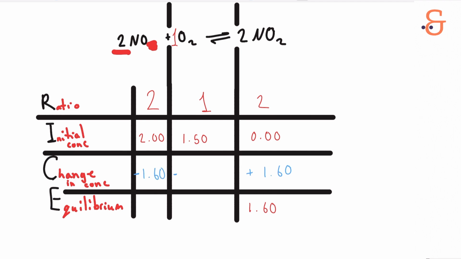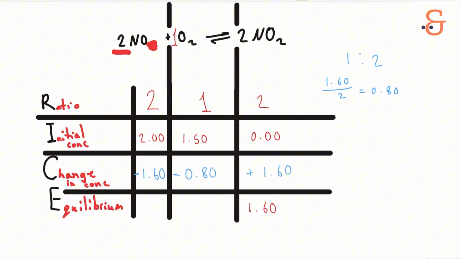However, the O2 is slightly more complicated. Since the oxygen is in a 1:2 ratio with the NO, if we lose 1.6 moles of NO, that means we'll lose half the amount of O2. So that means we'll lose 1.6 moles divided by 2, which gives us 0.8 moles of O2. So we can write in 0.8 moles.